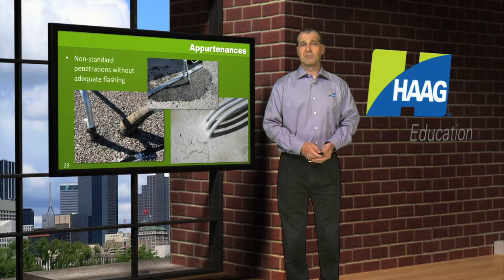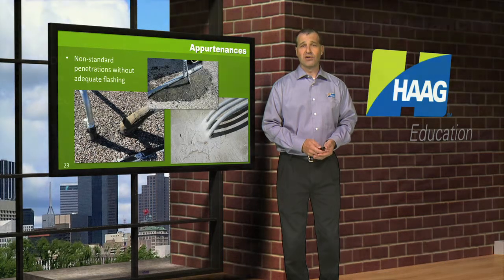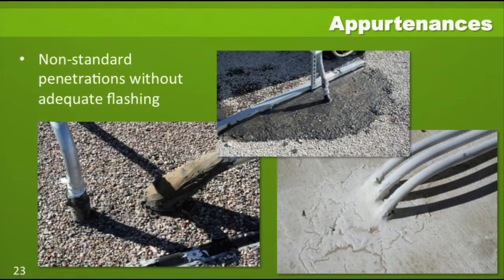There are many other examples of inadequately detailed appurtenances and penetrations that you're going to see on the roof. Here's some examples on this slide where there's no apparent flashing at all, just a hole being cut into the roof and then sealed with plastic roofing cement or coating around them.